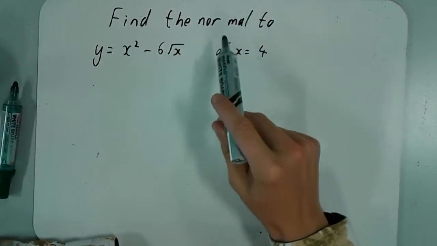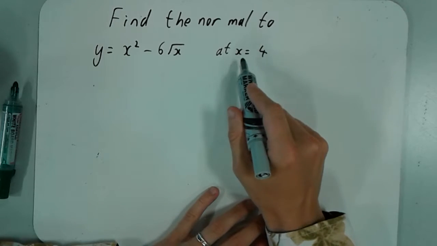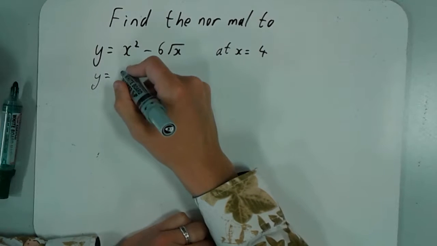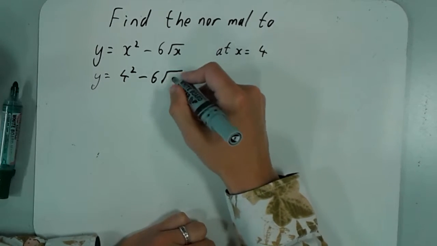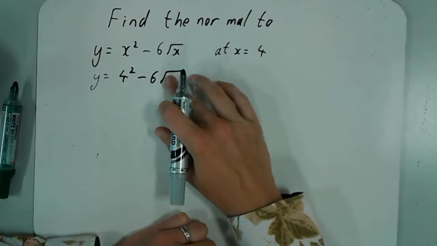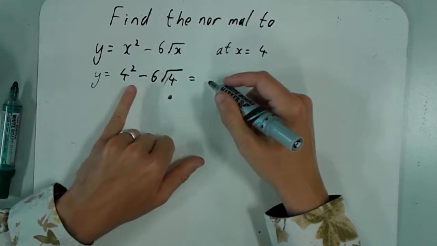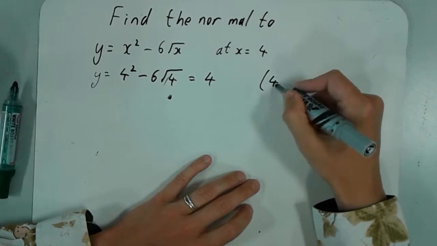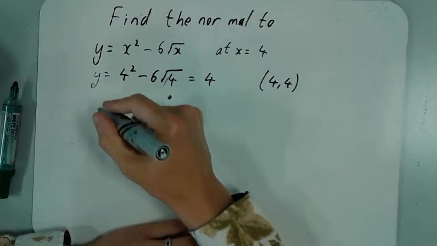So first things first, again, the normal is a straight line, so we need a point and a gradient. The point is the easiest one to find, so let's do that first. y is equal to 4 squared minus 6 times the square root of 4. So that's going to give us 16 minus 12, which is 4. So our coordinate is (4, 4). Okay, let's have a look at how to find the gradient.